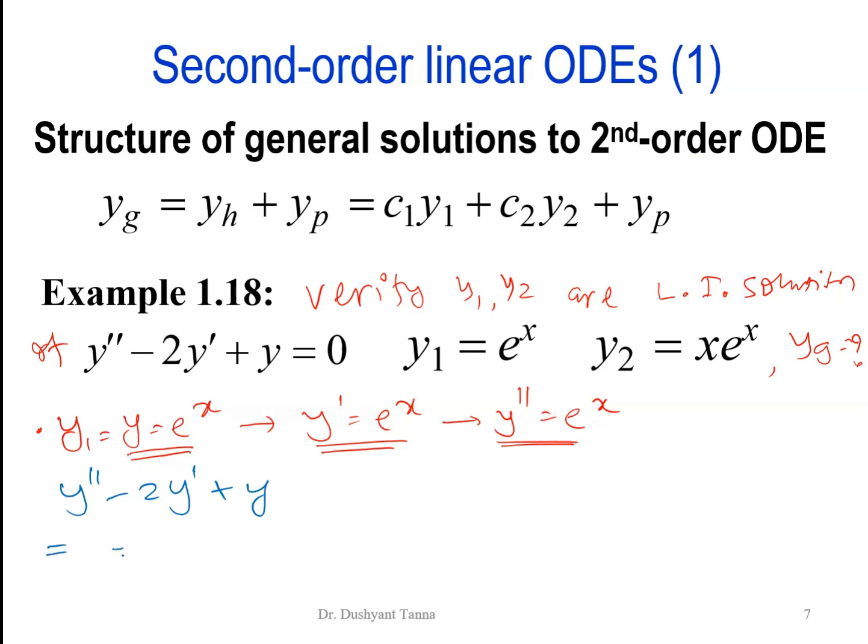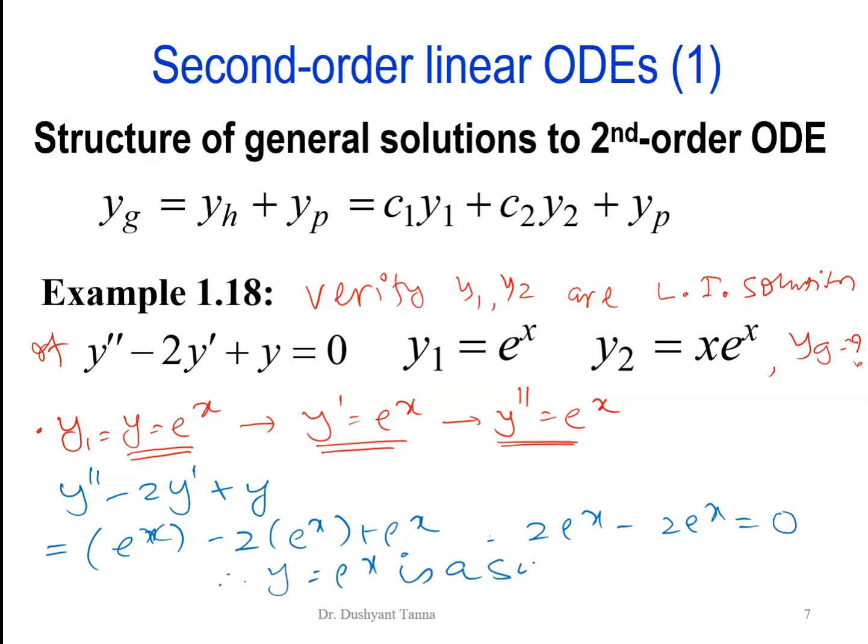Y double dash, which is e raised to x, minus 2e raised to x plus e raised to x. As you can easily observe, e raised to x plus e raised to x is 2e raised to x, minus 2e raised to x is 0. And therefore, y equal to e raised to x is a solution. We don't say the solution because there could be more than one solution. With a quadratic equation, we know that there are two solutions, that's it, no more, nothing else, right? In a differential equation, we say this is a solution. Okay, now we verify the second solution, right?